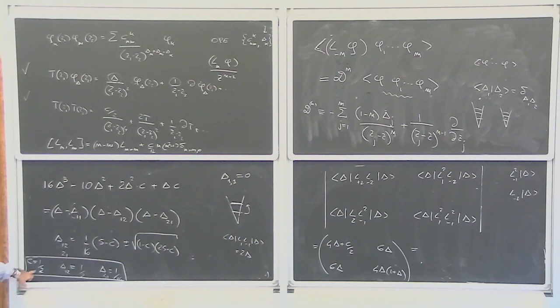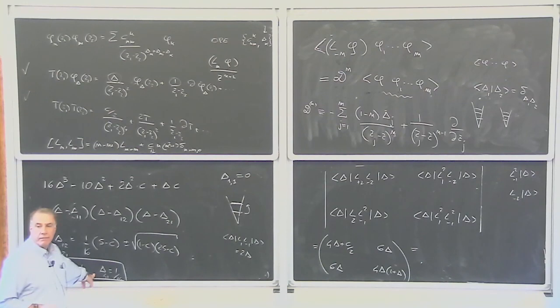What I want to say is, if I plug in c equal 1/2, and I ask, what are the primary fields which have a null vector at the second level? The answer is the primary fields which have dimension 1/2 and 1/16. Now, you might not be excited, but if you know Baxter by heart, you know that these numbers are the anomalous dimensions of the magnetization field and the Majorana field that exist in Ising.